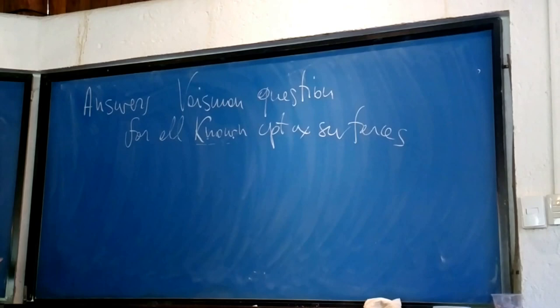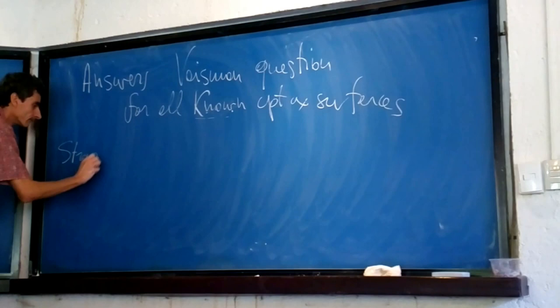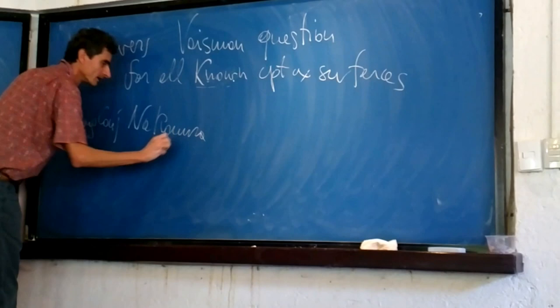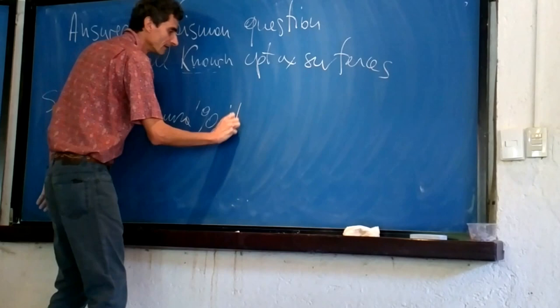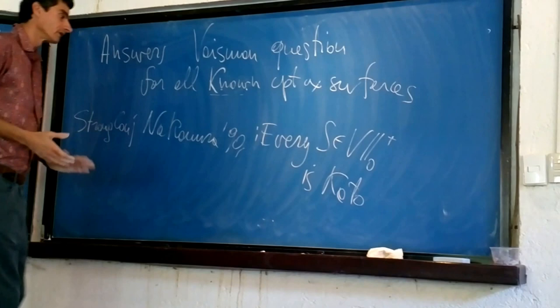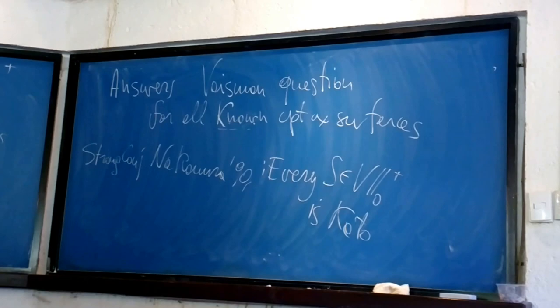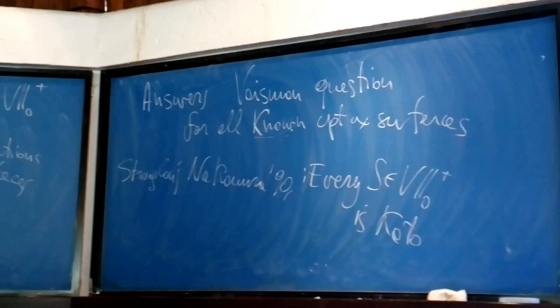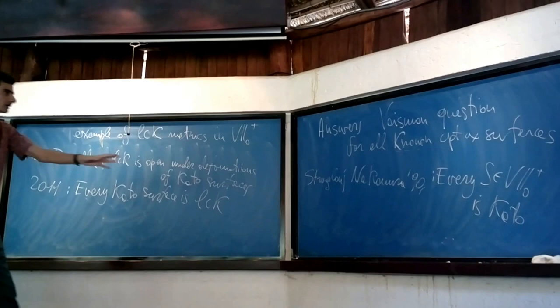But maybe I should also remark that there is a strong conjecture by Nakamura in the 90s that every surface in class VII plus is a Kato surface. As I said, this is a very hard conjecture, and for the moment we know that this is true only if b1 of S is equal to 1, by work of Andrei Teleman. But of course, Kato surfaces are the only examples we know in this class.